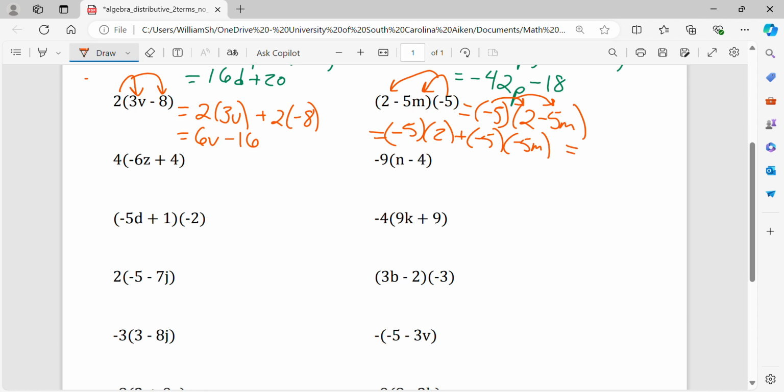Now we just have to simplify. Negative 5 times 2 is negative 10. And then negative 5 times negative 5m is positive 25m.